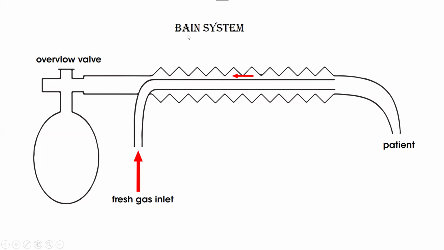And also you should remember, the Bain system is called a tube within a tube system, because you can see this tube is within another tube. Normally if you see the real image of Bain system tubes, the tube for the fresh gas inlet is normally bluish in color, and the outer corrugated tube is normally transparent.